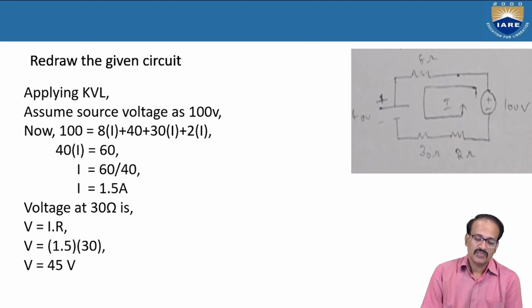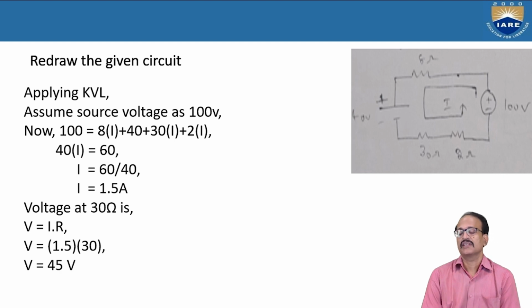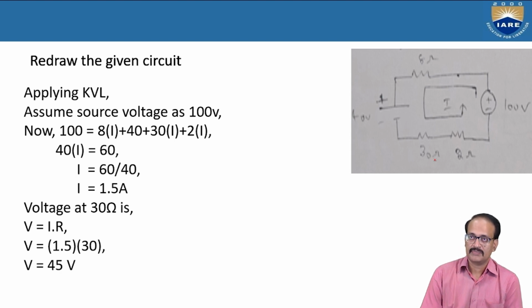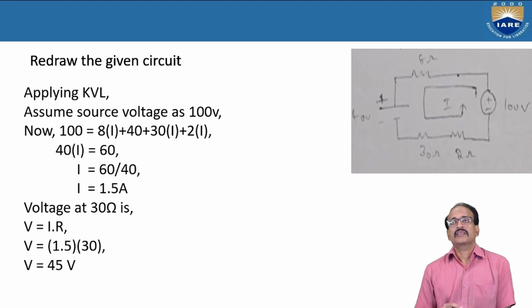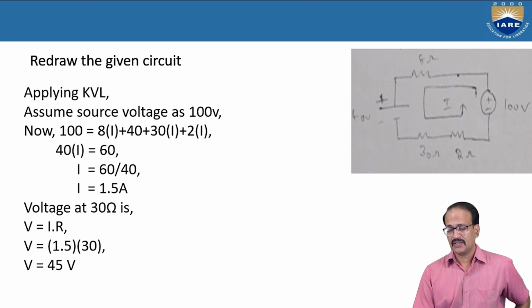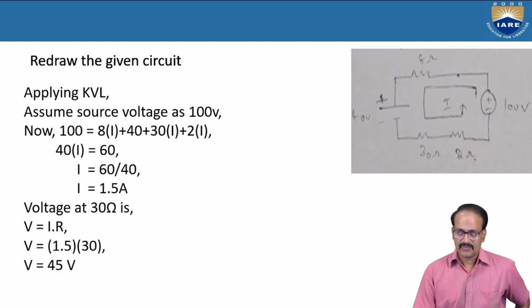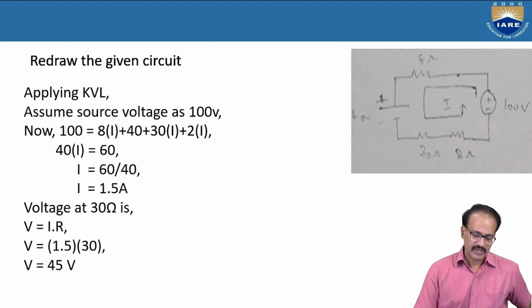So now you are able to find the current here. After knowing the current, he has asked what is the voltage across the 30 ohm resistance. So you know the current will be the same in the series circuit. The current will be the same in a series circuit and voltage will be the same in a parallel circuit. And a series circuit acts as a voltage divider and a parallel circuit acts as a current divider.